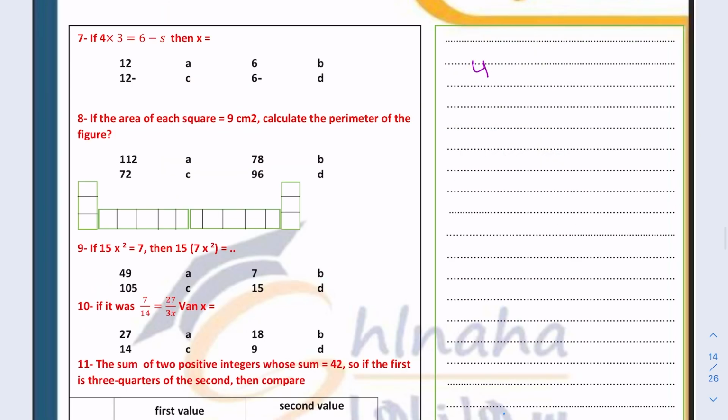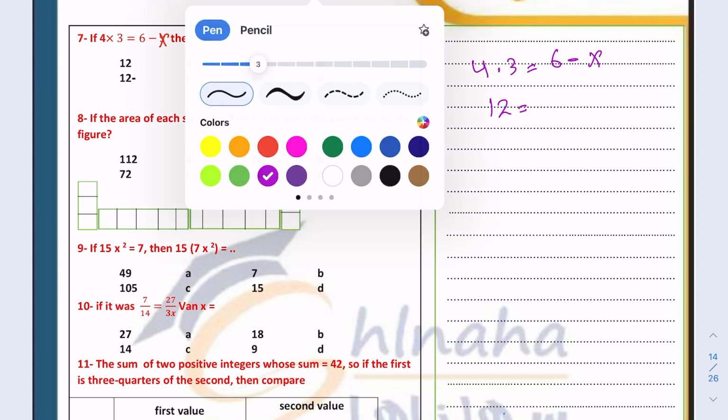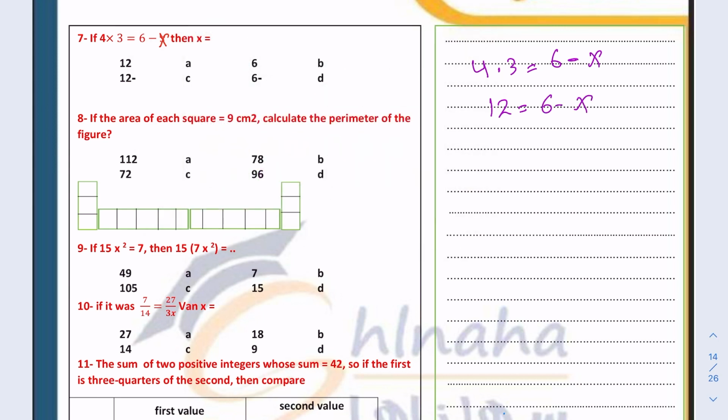4 multiply 3 equals 6 minus x. 4 multiply 3 will be 12 equals 6 minus x. I have to collect the numbers on one side and the variables on the other side. I will move 6 to the other side, it will be negative 6. So 12 minus 6 will be 6, and here we have negative x. Multiplied by a negative, it will be x equals negative 6. We finish.